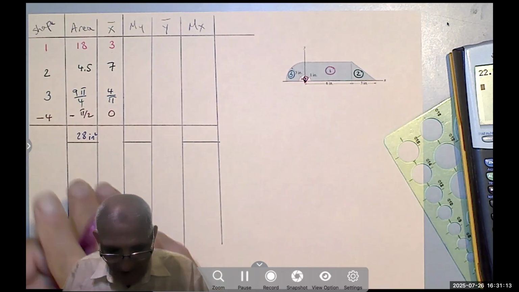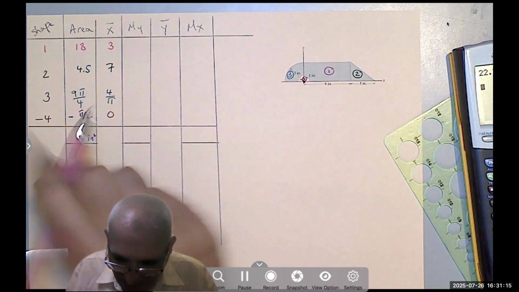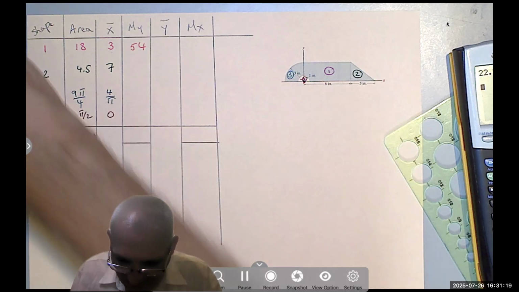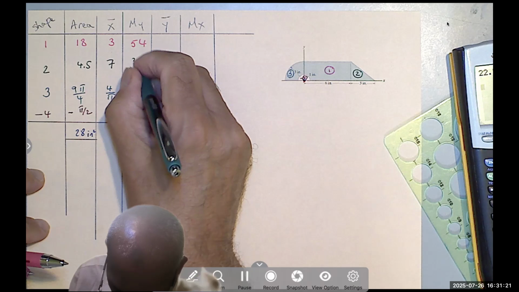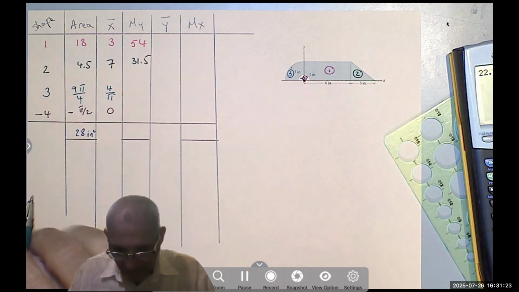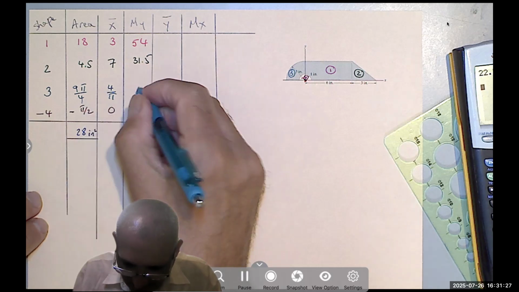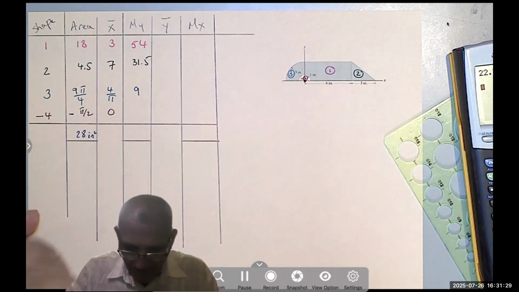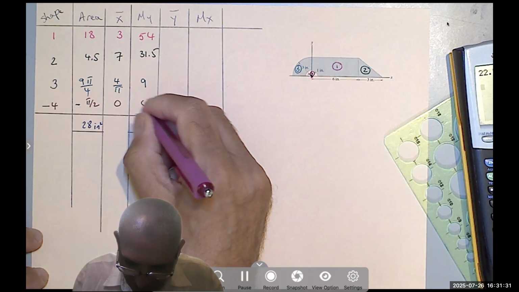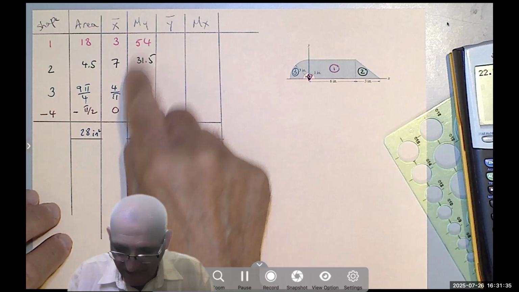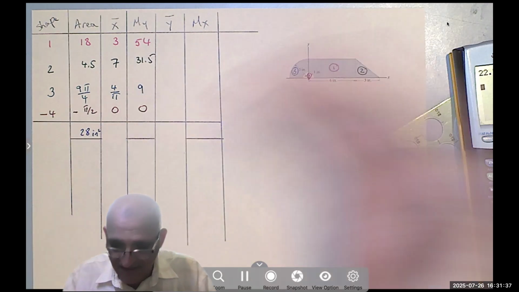And now it's a matter of multiplication. 18 times 3 is 54. 4.5 times 7 is 31.5. Pi and pi cancel, 4 and 4 cancel, I get 9. Then 0. So I add them up: 85.5 minus 9 is 76.5.